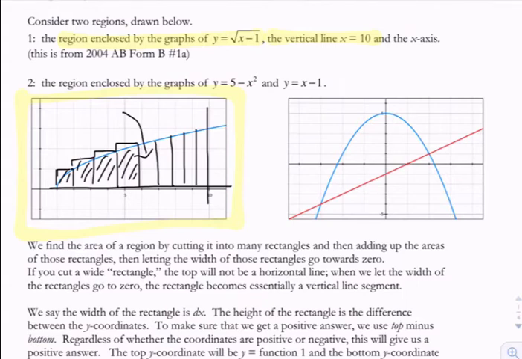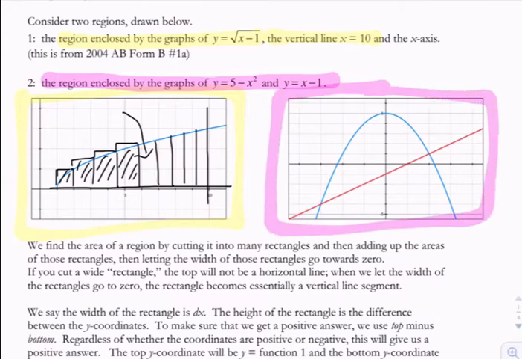The second problem is a little more interesting. You're asked to find the region enclosed by the graphs of y equals 5 minus x squared and y equals x minus 1. So that's this picture here, these two graphs, and so we're talking about this region. And this region isn't bounded by the x-axis, but we're still going to use vertical line segments. So we're still going to use little tiny rectangles. These rectangles are so thin, I'm drawing them really as just line segments. And we're going to add them all up using the definite integral.